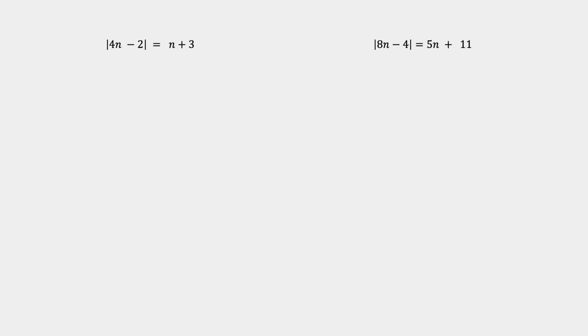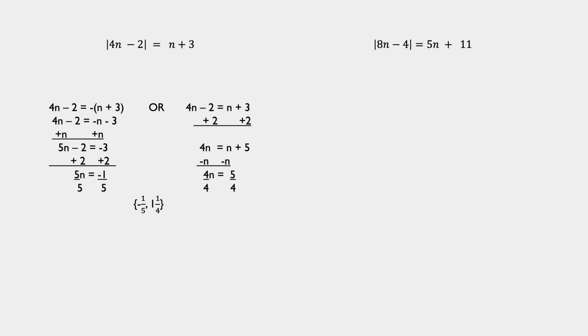All right, so maybe it's the negative of n plus 3, or maybe it's the positive of n plus 3. So 4n minus 2 is the negative of n minus 3. Adding n to both sides, 5n minus 2 is negative 3. Adding 2 to both sides, 5n is negative 1. Dividing by 5, negative 1/5. Okay, good. On the other side, it just equals n plus 3 because we don't need to negate it, right?